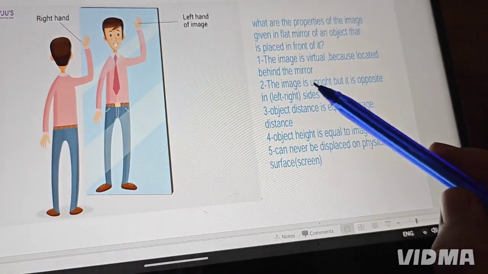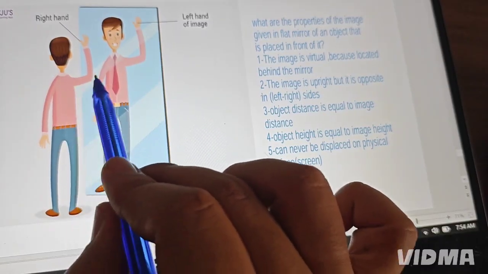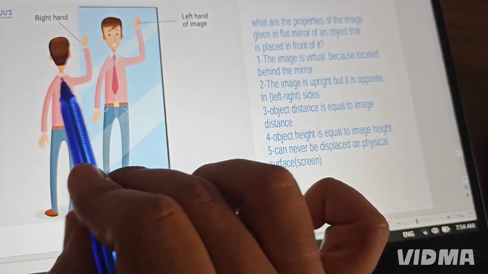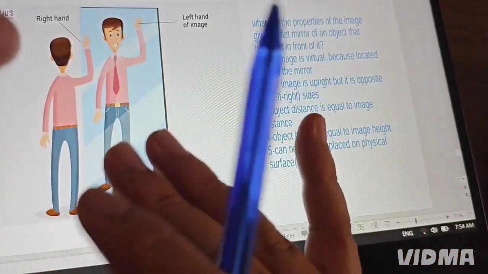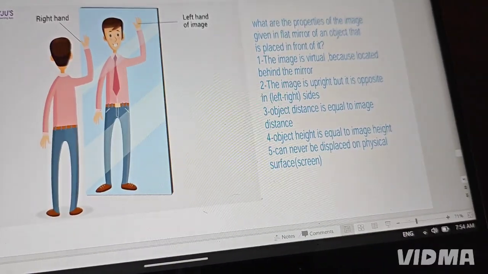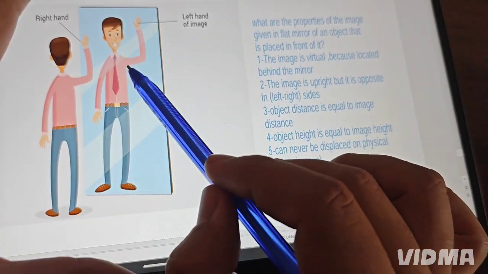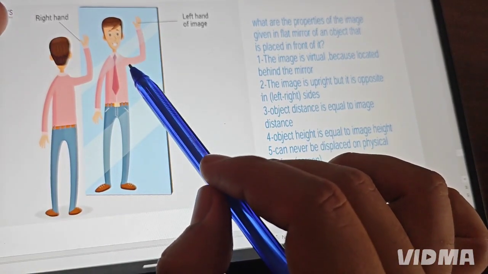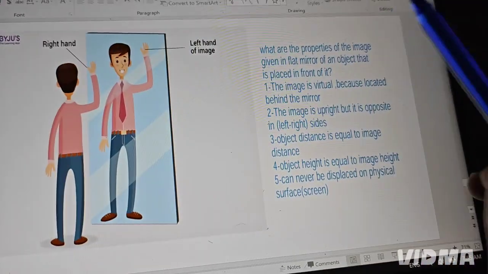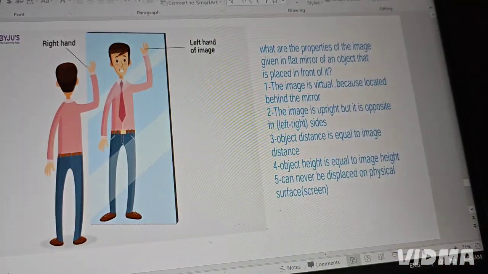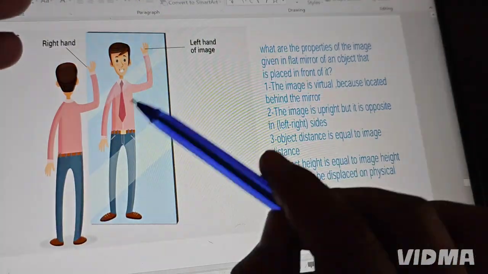But we have a problem here. It's written left and right, but opposite left and right. If you notice, according to me, this is the right side, this is the right hand, but according to this picture, this has become the left hand. This is the right hand, this is the left hand. Only the left becomes right and the right becomes left. This is the right hand of the person, but after the image is formed, the right becomes left. Here now it's the left side.